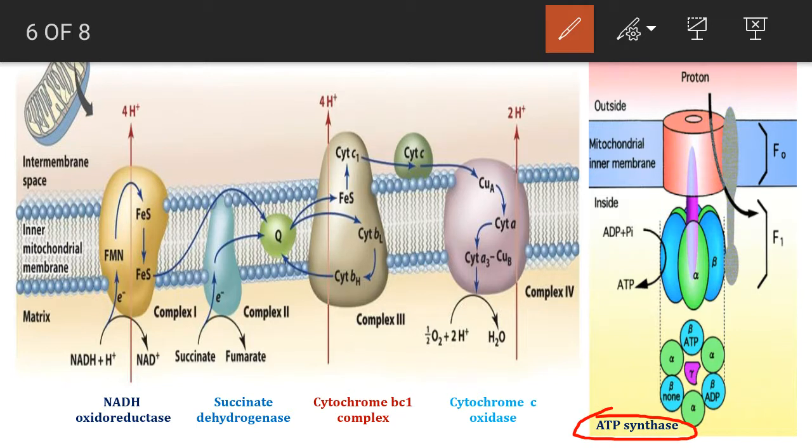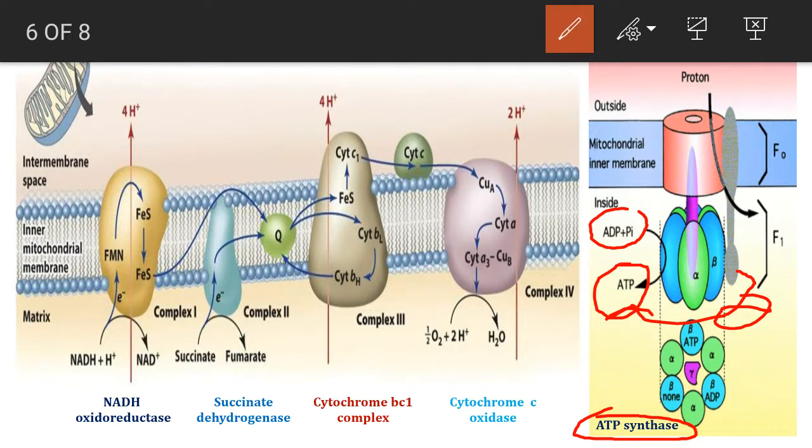This is the fifth complex of the electron transport chain, and during that transfer the F1 particle of the ATP synthase will rotate like a turbine. Remember that ADP plus Pi are going to be attached to one of the components of the F1 particle, and with the rotation of the turbine there is a synthesis of ATP.